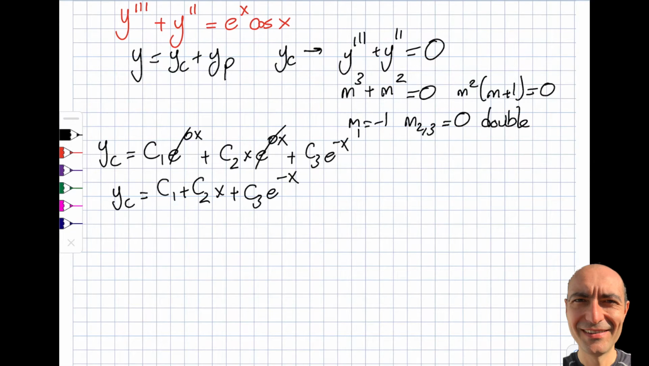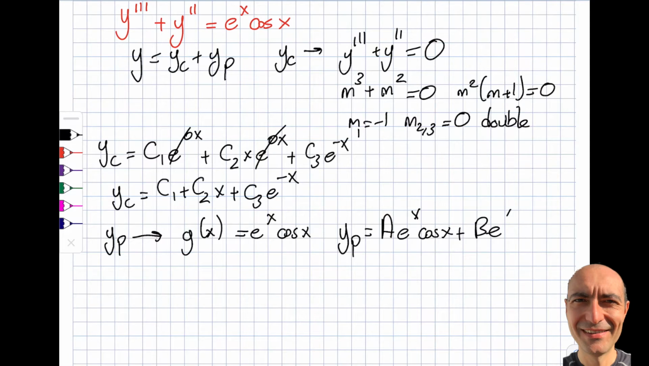The next thing is looking at my yp, right? Now I have to consider g of x, which is e to the x cosine of x. Looking at the form that yp should be in, this is going to be a e to the x cosine x plus b e to the x sine of x. Again, I mentioned this before, but do not ignore this part, okay? Just because it's a cosine, you can't simply write cosine. You have to have sine as well, because the second and third order derivatives will include the derivative of cosine as a minus sine, right?